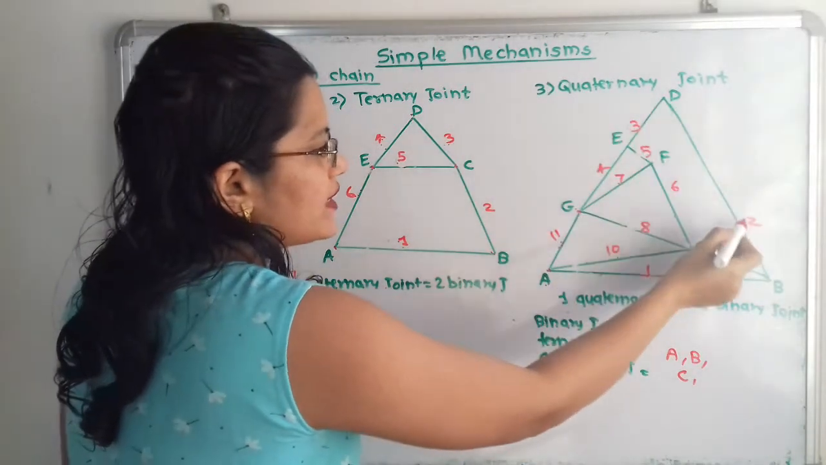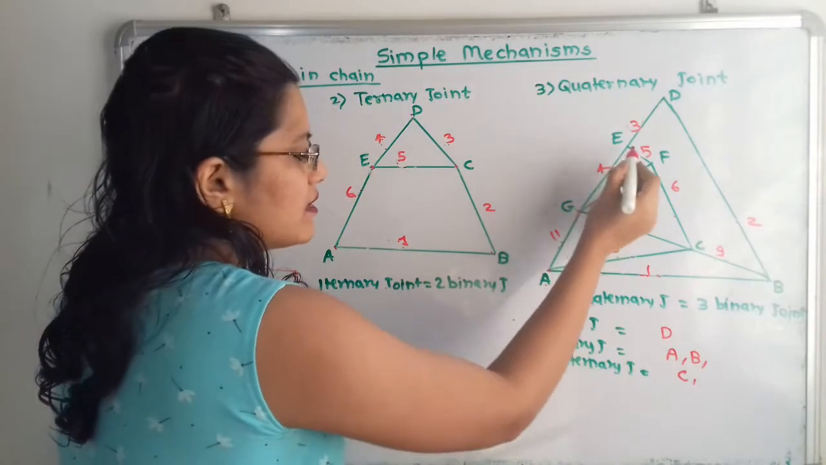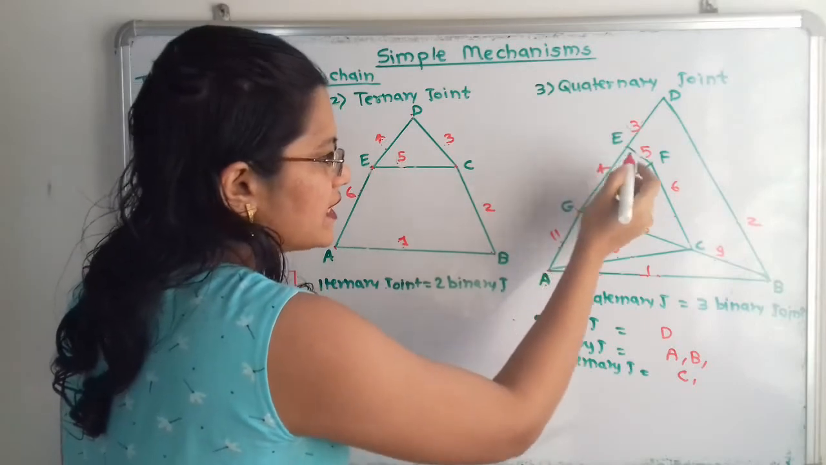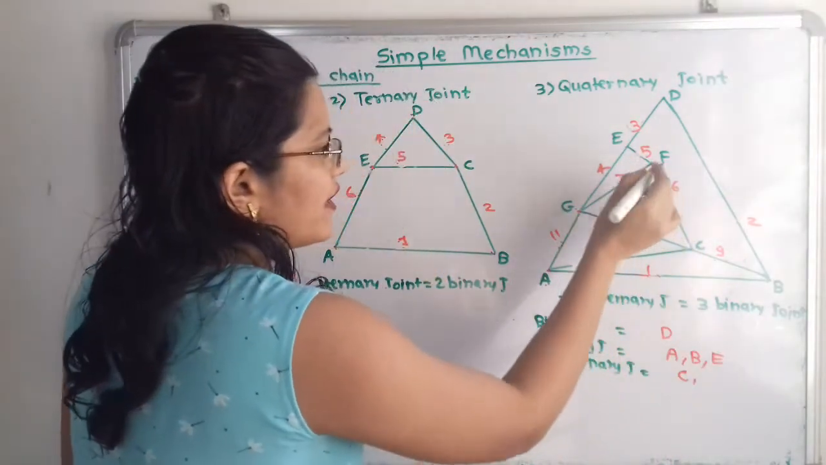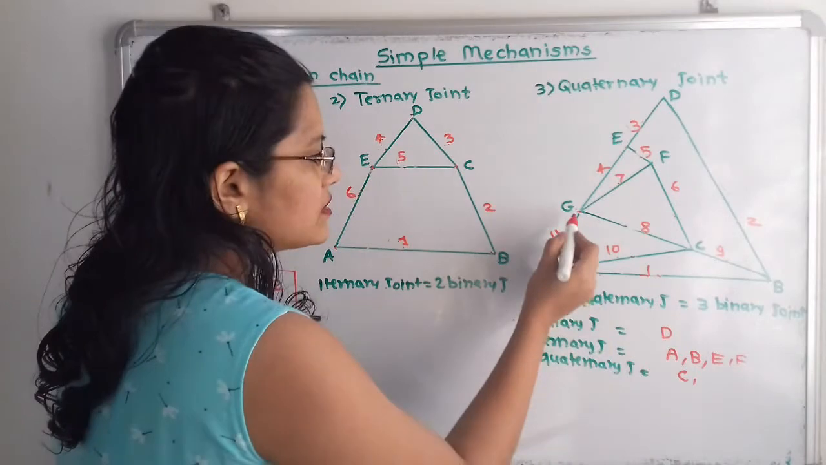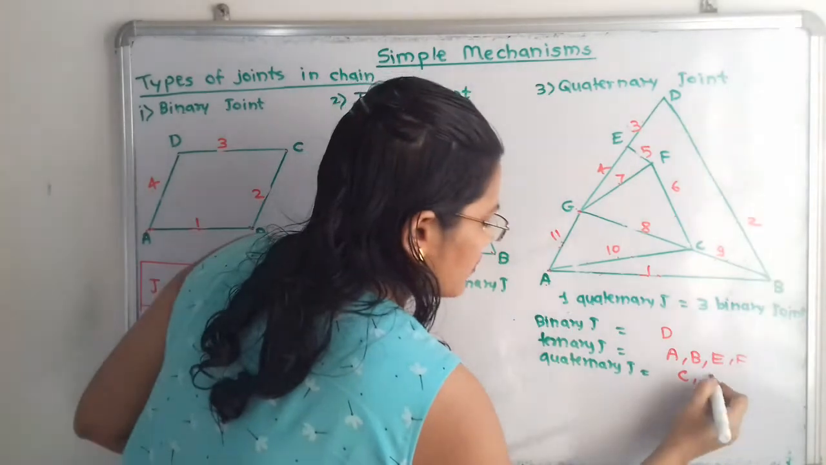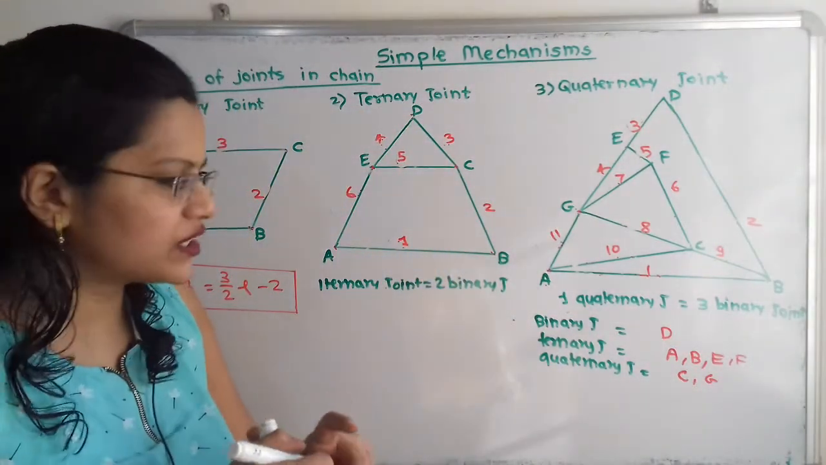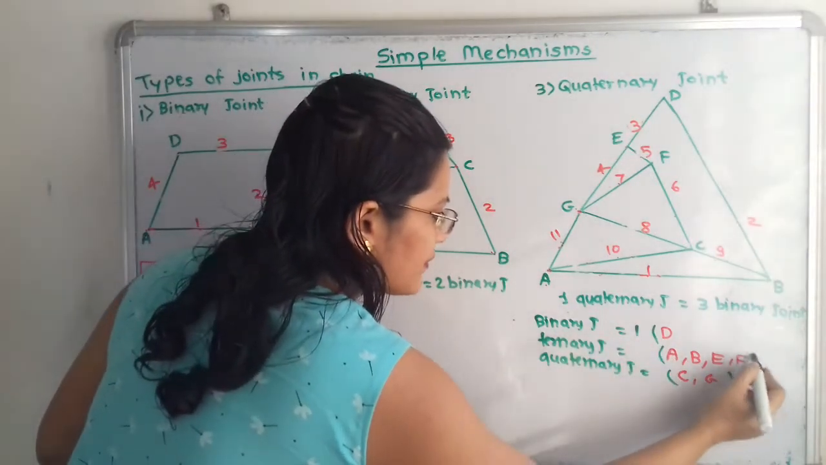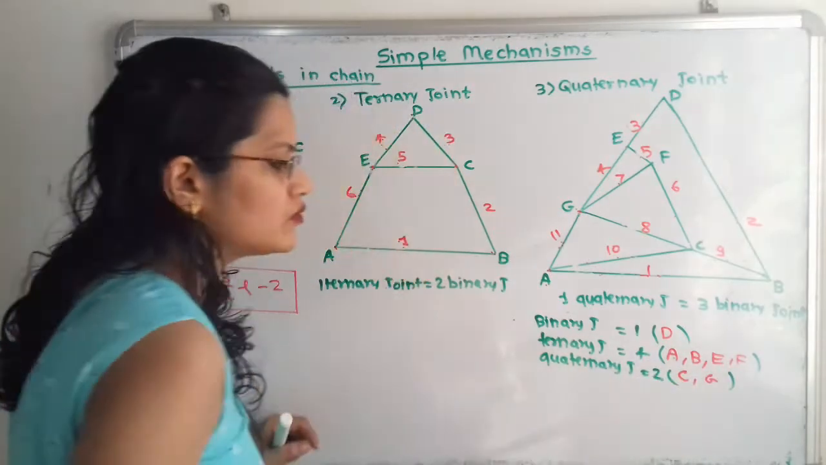Then point D. Point D is connected with link 2 and 3. That means it is binary. Then E. E has link 3, link 5, 4. That is 3 links, so it is ternary. Then F. F has 5, 7, 6. That is ternary. Then G. G has 4, 7, 8, 11. That is, it is quaternary. So if we observe, now we have to mention the numbers. For binary, it is only one joint. So I will give here a bracket. Then ternary 1, 2, 3, 4 joints, and for quaternary it is 2 joints.